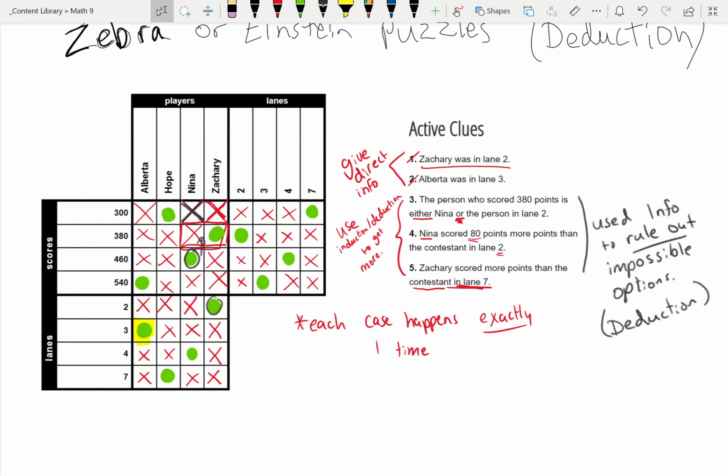Then I used the fact that Zachary scored more points to mean that Zachary couldn't be the lowest point. And then additionally, there was that third piece of information that said that Nina or Zachary had to have been there. So if this doesn't work for Zachary, this one can't work for Nina. And then I've ruled out all possible options. So Zachary has to be here, Nina has to be here, and I can use the other information to keep going.